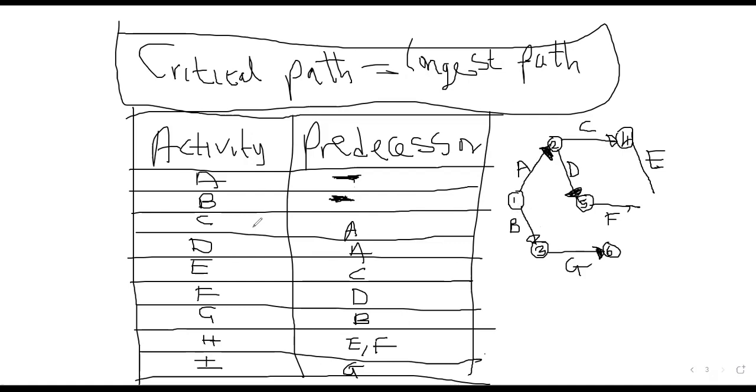Then after A, there are 2 activities that are taking place. There's C, and after A, there is also D. Then after C has completed, there is E. Then after D, there is F. Then after B has completed, there is G that will follow. That will start after B.